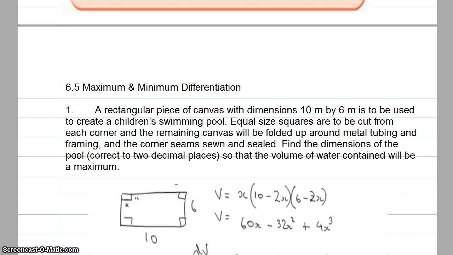I guess one thing we could do is find out the equation of the volume of this particular pool. The volume is going to be the height, which is x, because that's how high the pool is going to be once we chop out a corner, multiplied by the length, which is going to be 10 minus 2x, and then the width, which is going to be 6 minus the corners, x and x, so 6 minus 2x. And we end up getting 60x minus 32x squared plus 4x cubed. Let me just show you this on a graph.